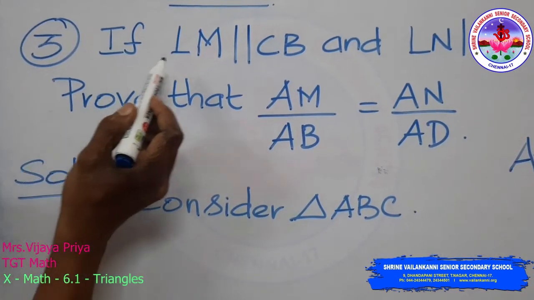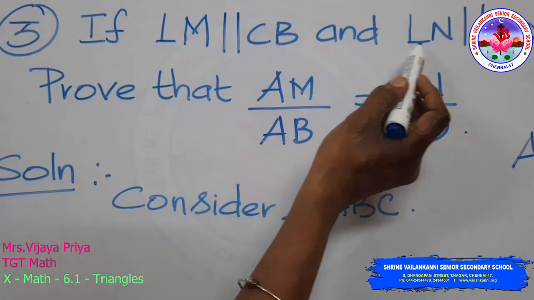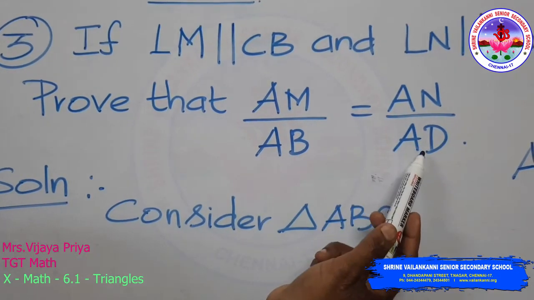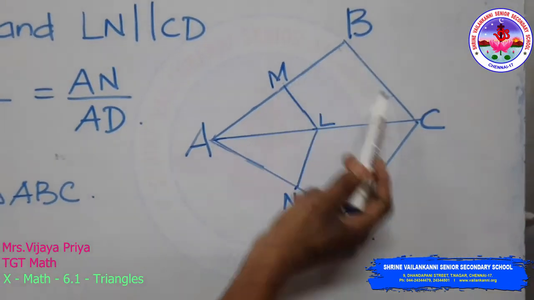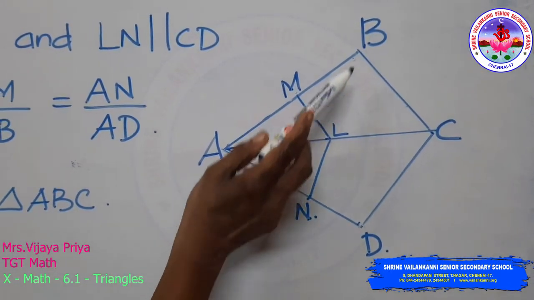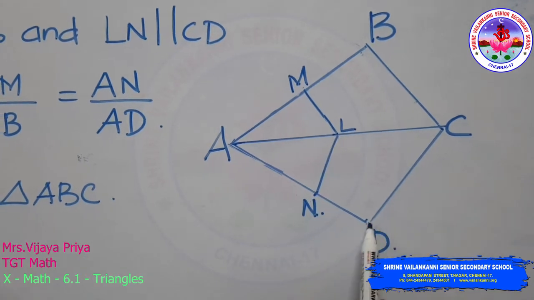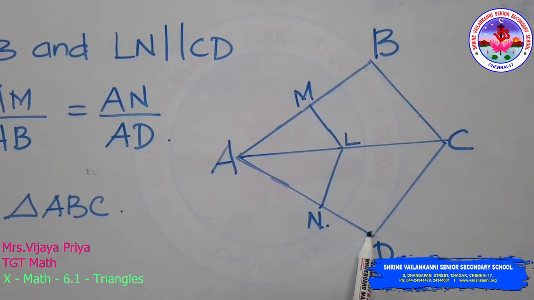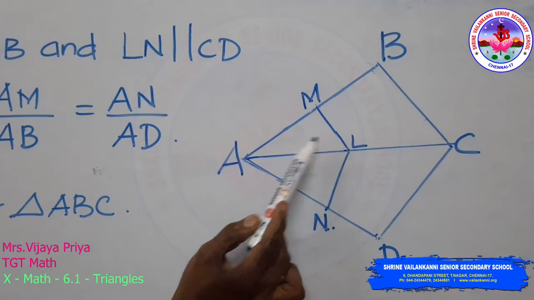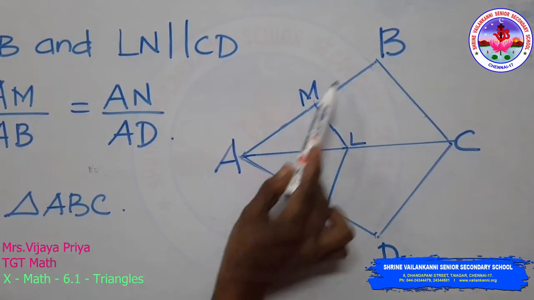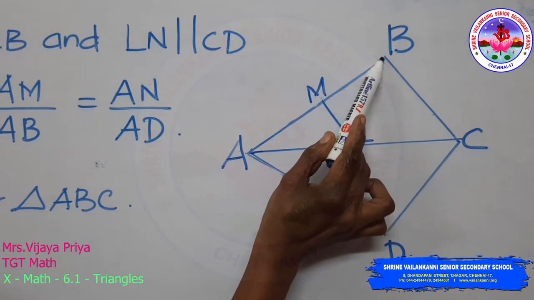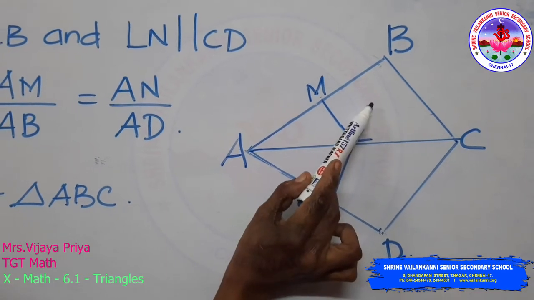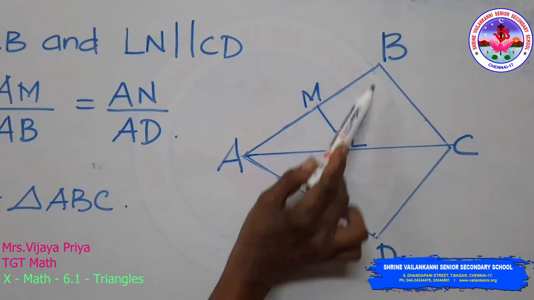Third problem: if LM is parallel to BC and LN is parallel to CD, prove that AM by AB is equal to AN by AD. He has given the figure ABCD, where LM is parallel to BC and LN is parallel to CD. I want to prove AM by AB is equal to AN by AD. Since my LM is present in triangle ABC, I am going to take my triangle ABC. In triangle ABC, I know that LM is parallel to BC. So I am going to use the basic proportionality theorem for this.